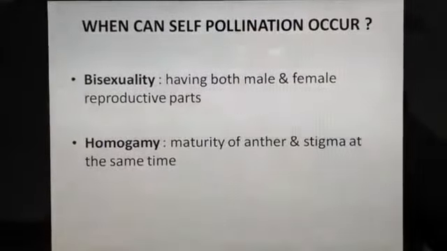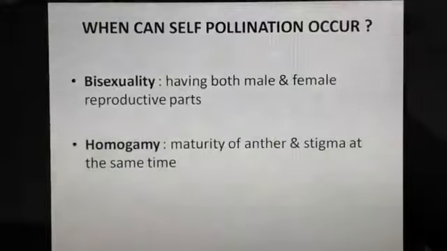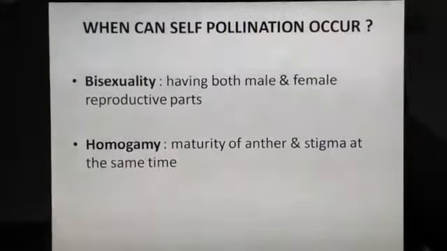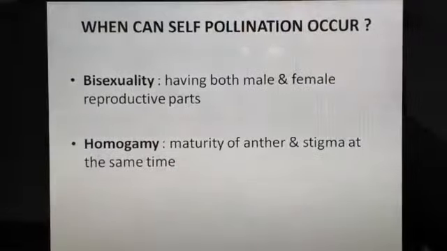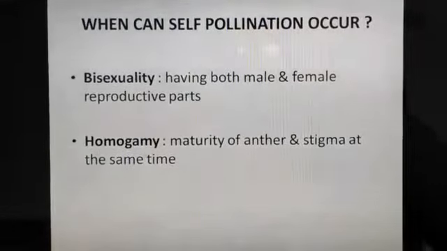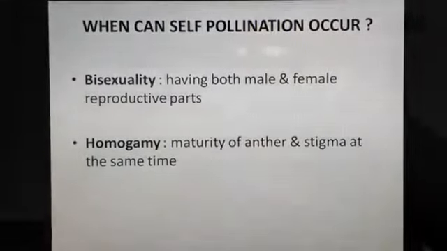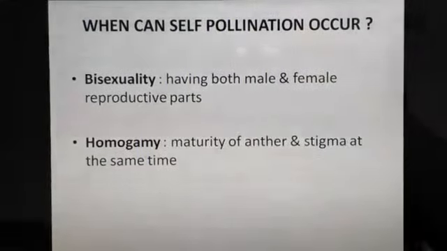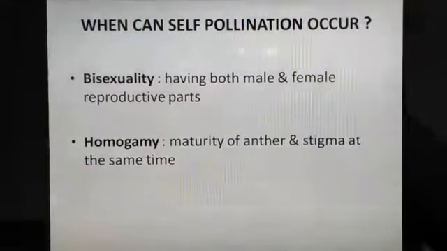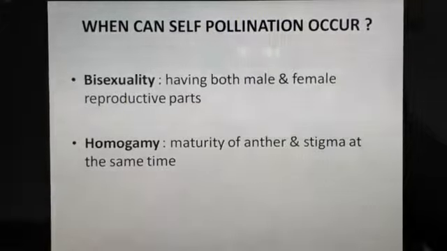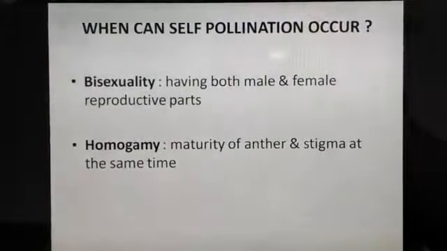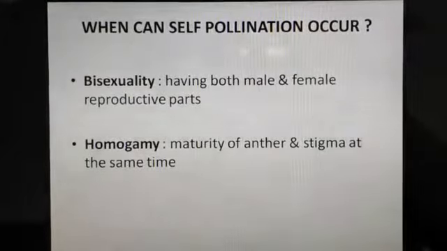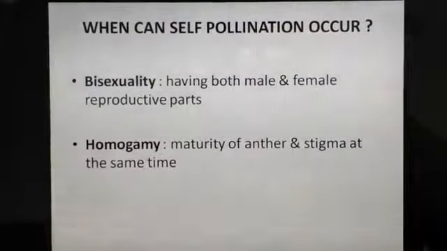Now we need to know when can self-pollination occur. There are two conditions, bisexuality and homogamy, which promote self-pollination. Bisexuality means flowers having both male and female parts in them. When a flower has got both male and female parts, then self-pollination becomes possible. Homogamy means maturity of anther and stigma at the same time.